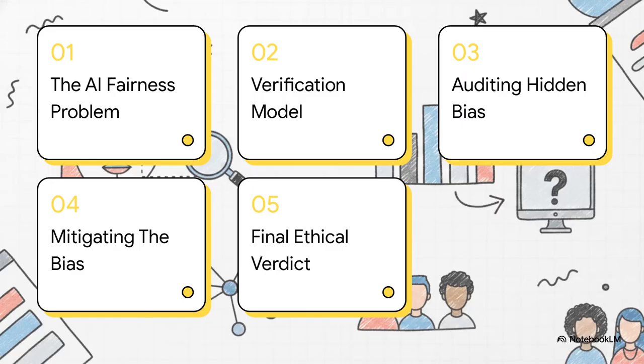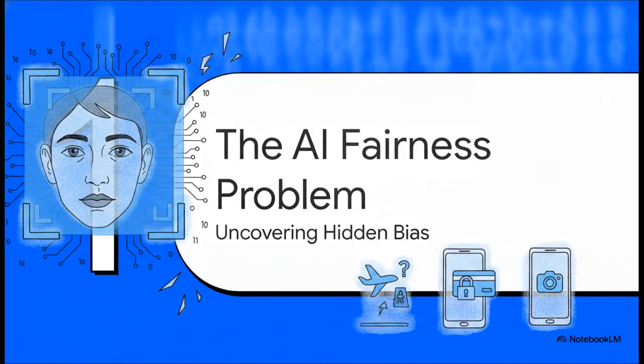So here's our visual roadmap for today's safety inspection. We'll start with the AI fairness problem, then move into building the verification model, auditing for hidden bias, mitigating the bias, and finally, we'll wrap up with the final ethical verdict. Let's jump right into Section 1, the AI fairness problem, and uncovering those hidden biases.